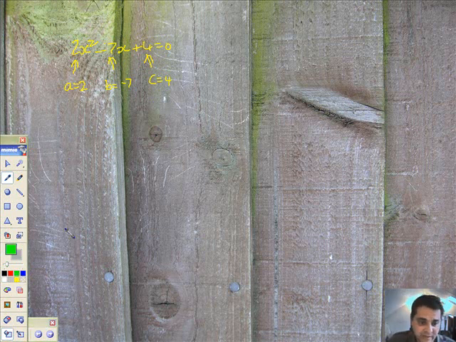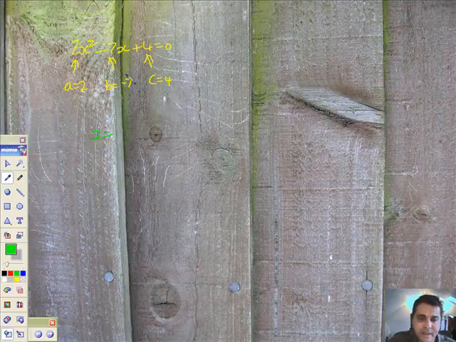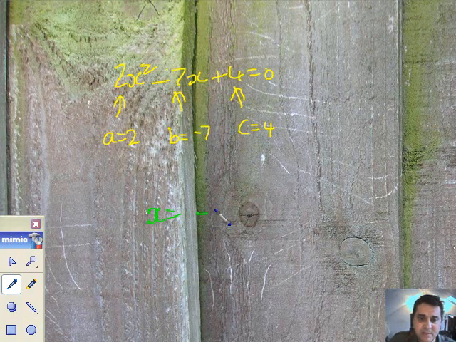Let's just substitute carefully. So I've got x equals minus b. Well, minus b is going to be minus 7, plus or minus the square root of b squared, which is minus 7 squared, minus 4 times a, and my a is worth 2, multiplied by c, and my c is worth 4. So close that off and then divide all that by 2 lots of a, which is 2 times 2.